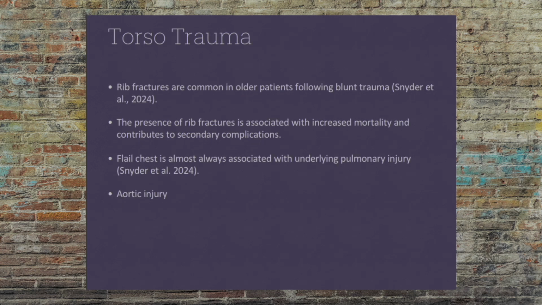Rib fractures are also common in older patients following blunt trauma. The presence of rib fractures is associated with increased mortality and contributes to secondary complications such as pulmonary or cardiovascular presentations. Older patients are more vulnerable to a flail chest as a result of decreased muscle mass, decreased bone density, and decreased chest wall compliance. A flail chest is almost always associated with underlying pulmonary injury.